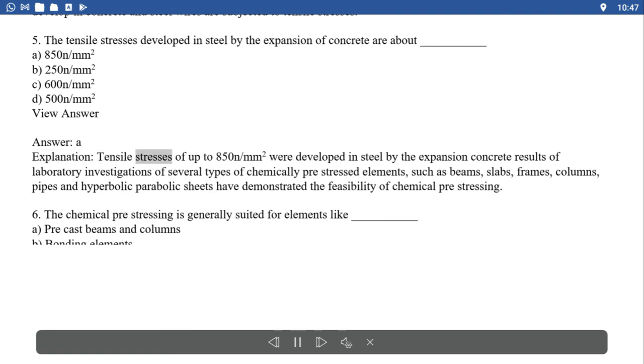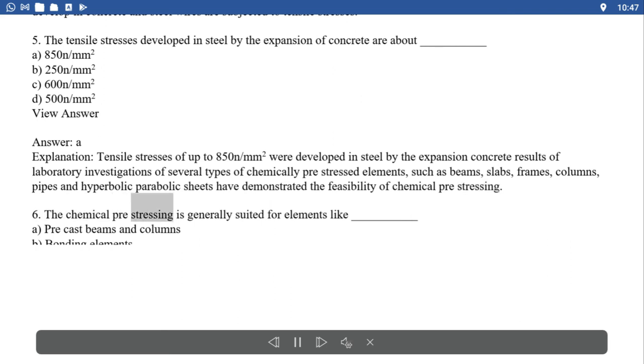Explanation. Tensile stresses of up to 850 N/mm2 were developed in steel by the expansion of concrete. Results of laboratory investigations of several types of chemically pre-stressed elements, such as beams, slabs, frames, columns, pipes, and hyperbolic paraboloid sheets have demonstrated the feasibility of chemical pre-stressing. 6.